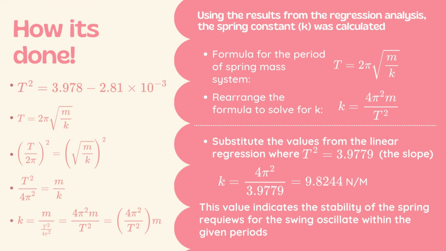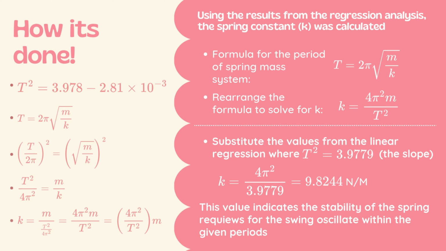Next, we need to separate the spring constant, so that will be equal to m divided by t squared divided by 4 pi squared. But we need to put it at the numerator, so that it will be 4 pi squared multiplied by m over t squared, which will be 4 pi squared divided by t squared multiplied by m.